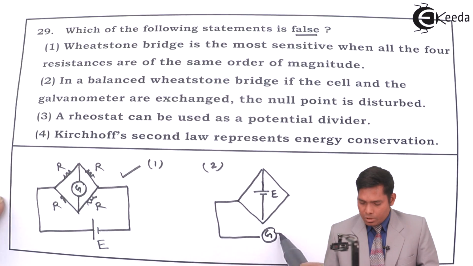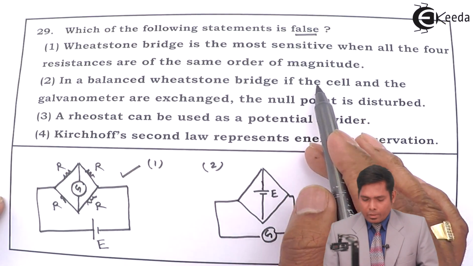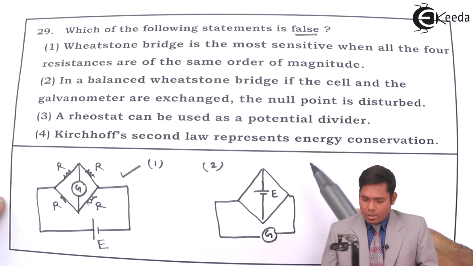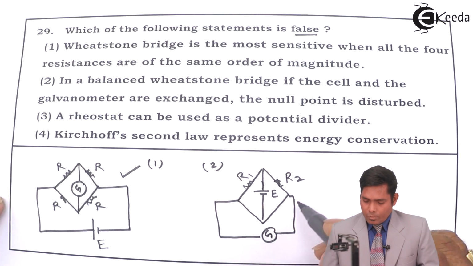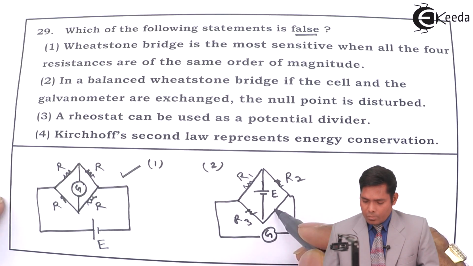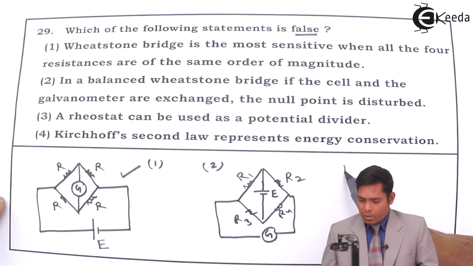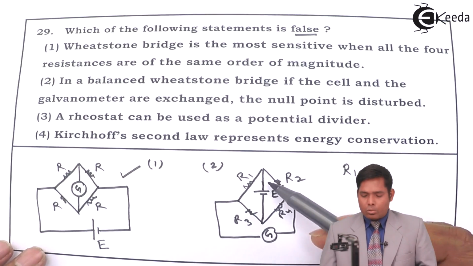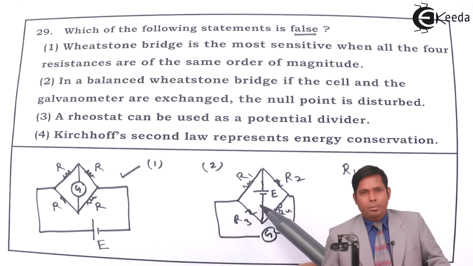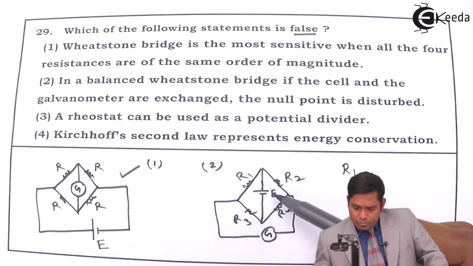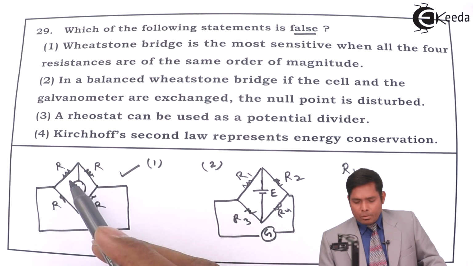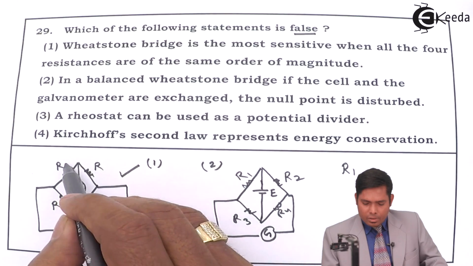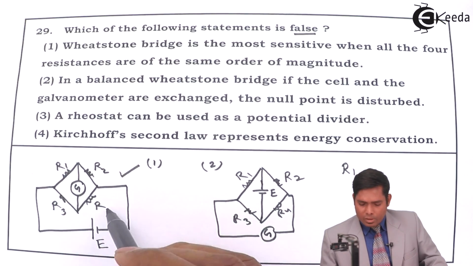If the cell and the galvanometer are exchanged, the question is whether the null point is disturbed or not. Suppose this is R1, this is R2, this is R3, and this is R4. Balance means R1 by R2. You can see that nothing is going to change in the balancing point, because this is one diagonal, this is another diagonal. Whichever diagonal you connect, the balancing point will remain the same.